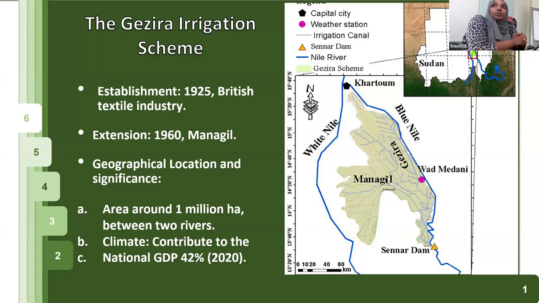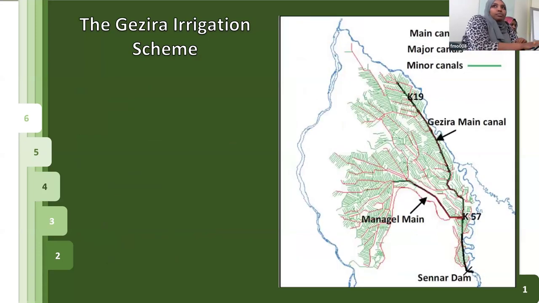The Gezira scheme is considered one of the largest irrigation projects in the world. It spans about 900,000 hectares, and it is located in central Sudan between the Blue Nile and the White Nile. The location of the Gezira scheme is characterized as a semi-arid zone with unpredictable rainfall and high temperature. The scheme is very important for the Sudan economy. According to a study in 2020, it was contributing 42% of Sudan's GDP.